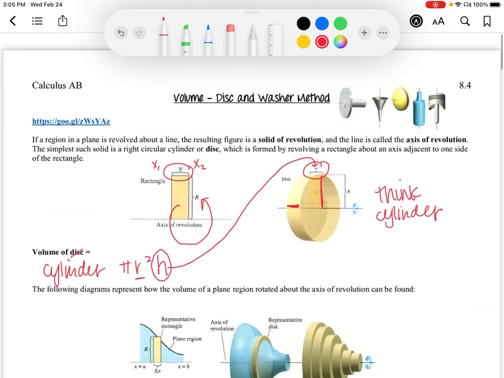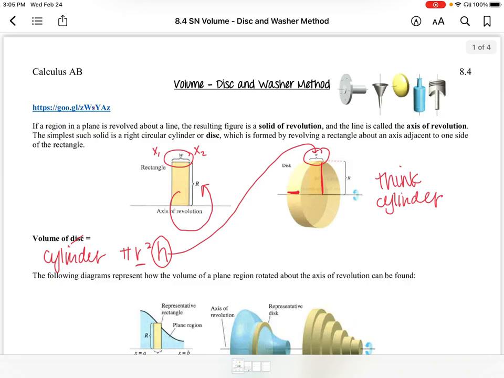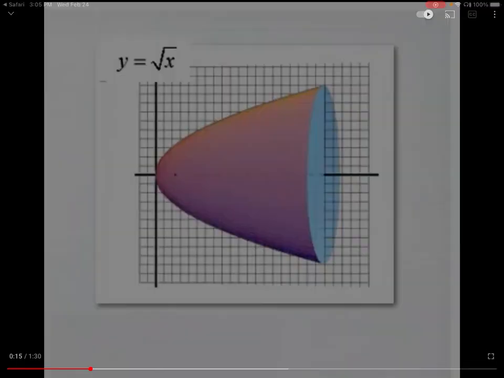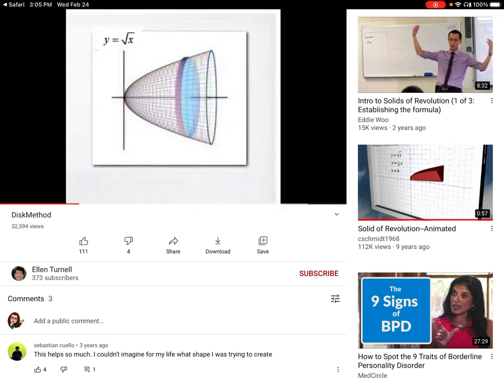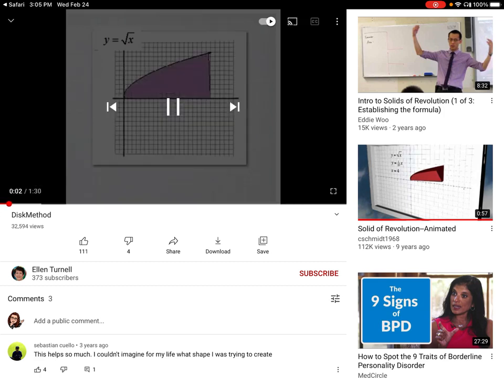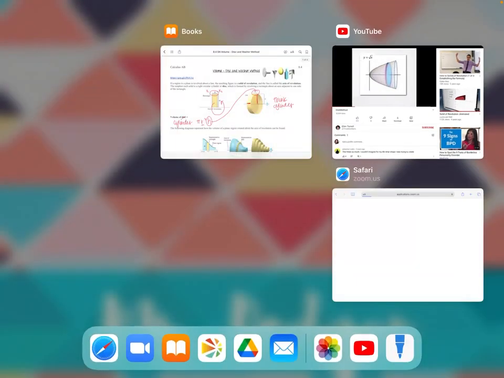Real quick, I've got a little video from YouTube that will show us what I'm looking at here. This is what's happening. Oh, come on. It won't let me make it full screen. But you're rotating it around the axis, so it's making that shape there. You rotate it around the axis, and that's how it's making a 3D shape that we are going to try and find the volume of. So that's what we're doing here.